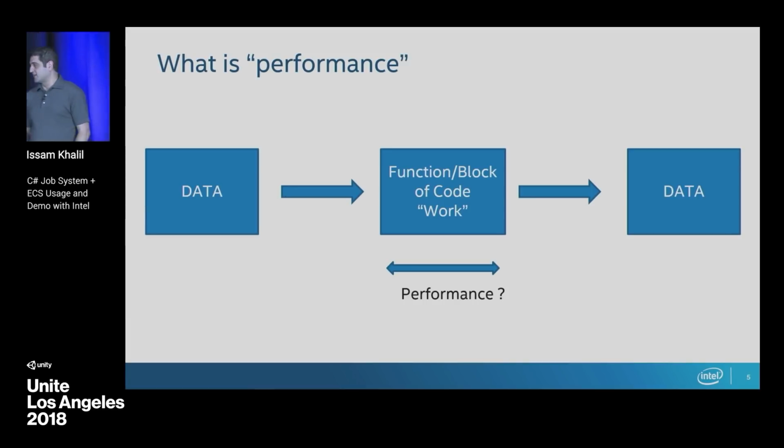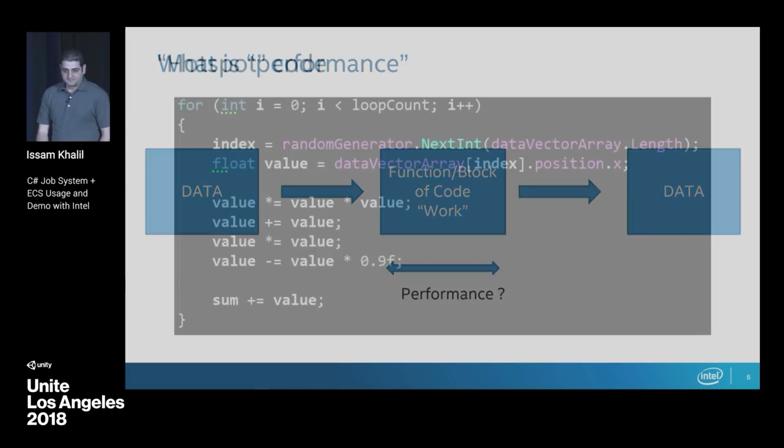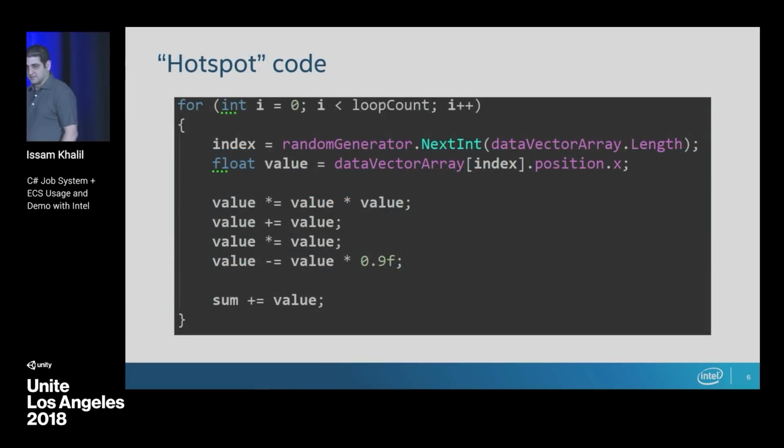But the way we think about it is by habit. We think performance is the transform work. What we're trying to make faster is the block in the middle, the work part. So I want to go into some code, and sorry, there's going to be some code. I should have prepared it in advance, but it's simple code.